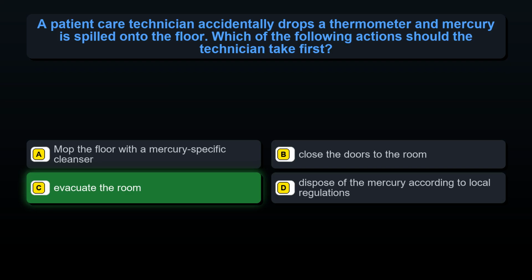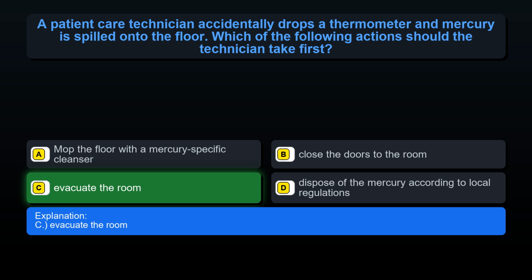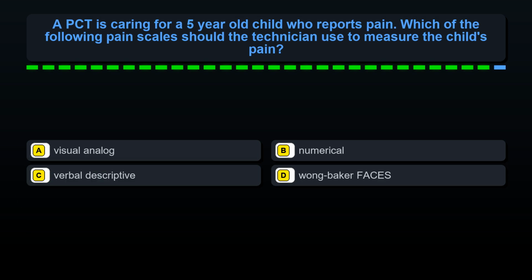The correct answer is option C, evacuate the room. C, evacuate the room. Question 74. A PCT is caring for a 5-year-old child who reports pain. Which of the following pain scales should the technician use to measure the child's pain? Option A, visual analog. Option B, numerical. Option C, verbal descriptive. Option D, Wong-Baker faces.